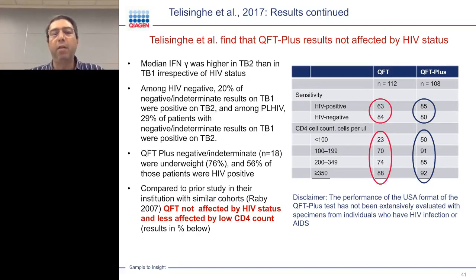So very, very good data, and very different to what their experience was with QFT, our previous version, in which there was a 21% difference in sensitivity in the setting of HIV status, very similar to what we saw in those proof of concept studies. They were then also able to look at the sensitivity as they stratified by CD4 T cell count and showed that there did not seem to be an impact on sensitivity with QFT-Plus until you got below 100 CD4 T cells, in which the sensitivity dropped to 50%. And this is again in stark contrast to their experience with QFT, in which it was impacted quite dramatically at counts less than 100, dropping to 23%. So really promising data in the setting of HIV and the improvements that these CD8 T cells can bring.